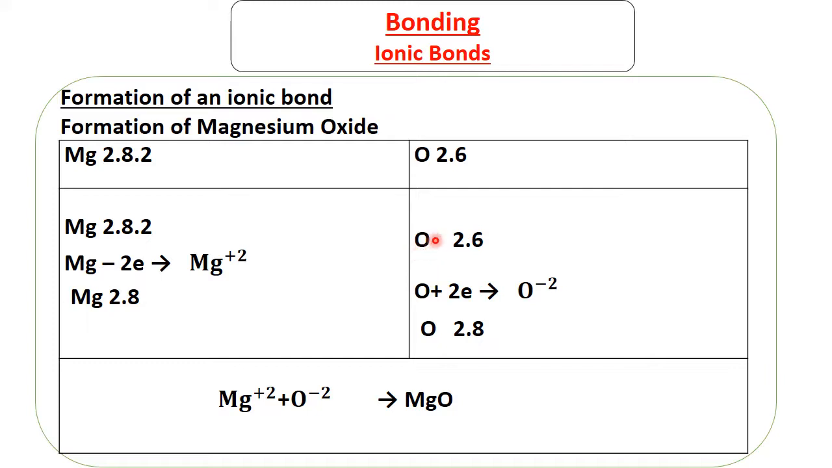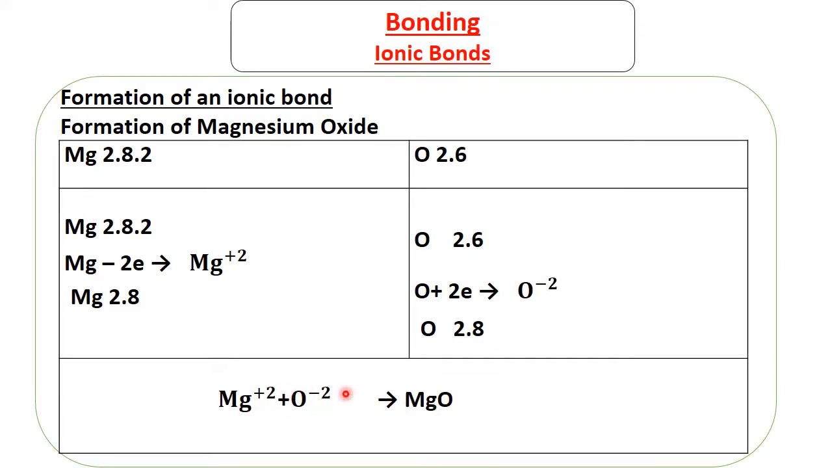Then oxygen will take advantage of the 2 electrons that have been lost, and since oxygen has the configuration 2,6, it needs only 2 electrons to be stable, and it's a non-metal, so it gains electrons. So it will gain the 2 electrons from magnesium, and it will become O minus 2. And its new electronic configuration will now be 2,8 instead of 2,6, so it has gained 2 more electrons. So this is the new electronic configuration for magnesium, and you can write the balanced word equation as magnesium plus 2 plus oxygen minus 2, and it will be magnesium oxide.